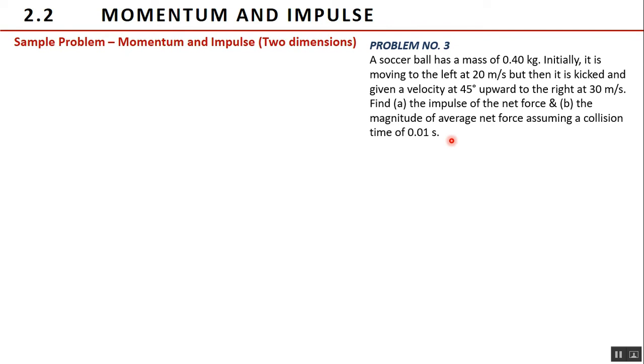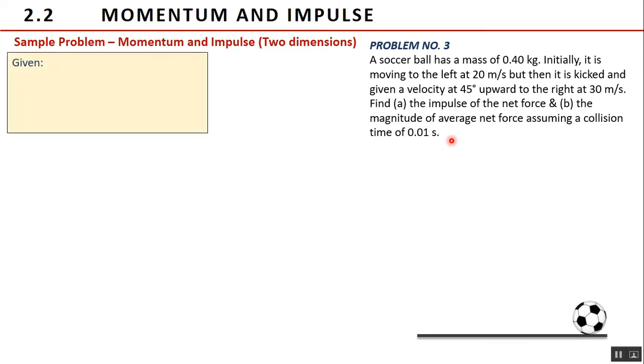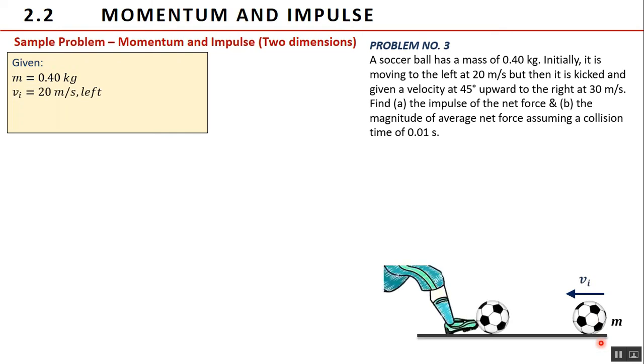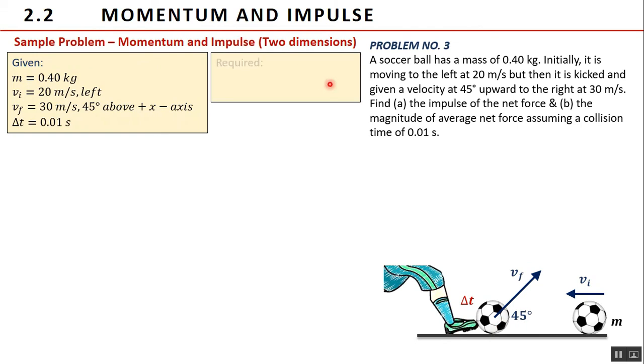Now, let us analyze carefully the problem. Imagine this is the soccer ball of mass 0.4 kg. The initial velocity of the ball, v sub i, is 20 meters per second to the left. Then the soccer player kicks the ball. After it has been kicked, its velocity becomes 30 meters per second, 45 degrees upward to the right, or that is 45 degrees above positive x-axis. The collision time is 0.01 second. Required quantities are impulse, and the average net force acting on the ball.